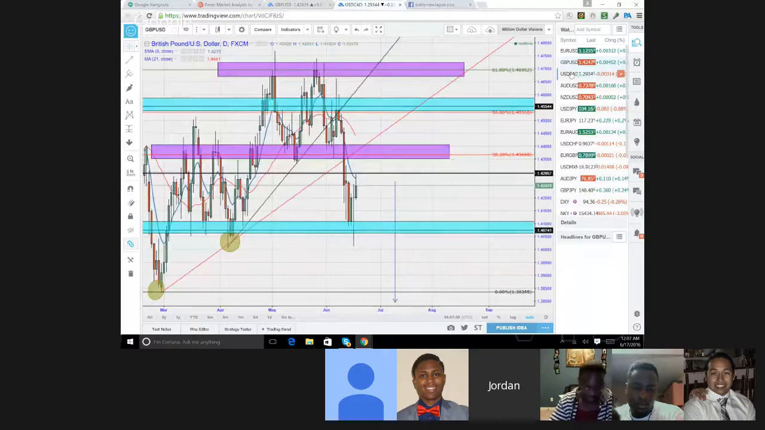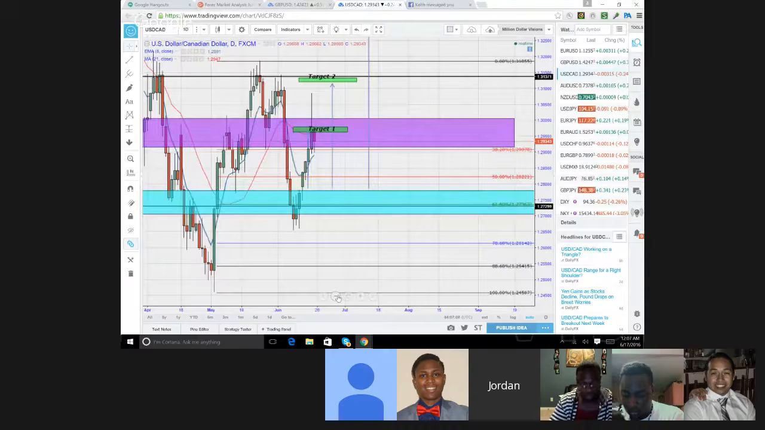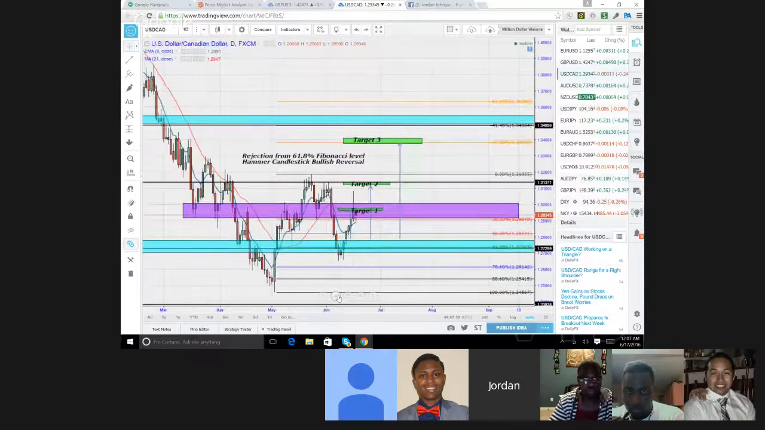Going into my next chart, which is dollar CAD. Dollar CAD has been a very good pair for me this week. I actually gave this analysis on dollar CAD this past Sunday, where price is right here at the hammer. I was telling everybody to get short. If you notice, we had the hammer right here at this light blue zone, which is one of my monthly key levels.